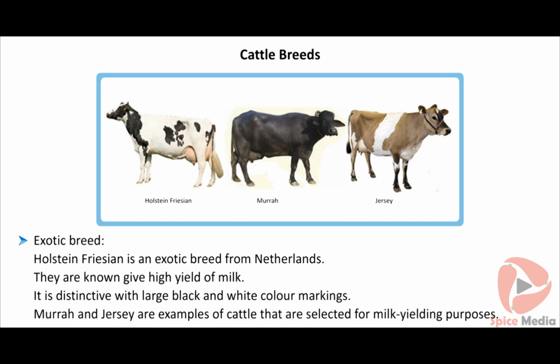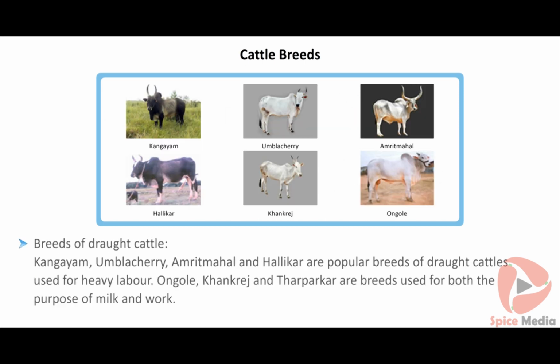Strong animals that are used for pulling heavy loads and plowing fields are known as draught animals. Kangayam, Umblachery, Amrit Mahal and Hallikar are popular breeds of draught cattle used for heavy labor. Ongole, Kankrej and Tharparkar are breeds used for both the purpose of milk and work.